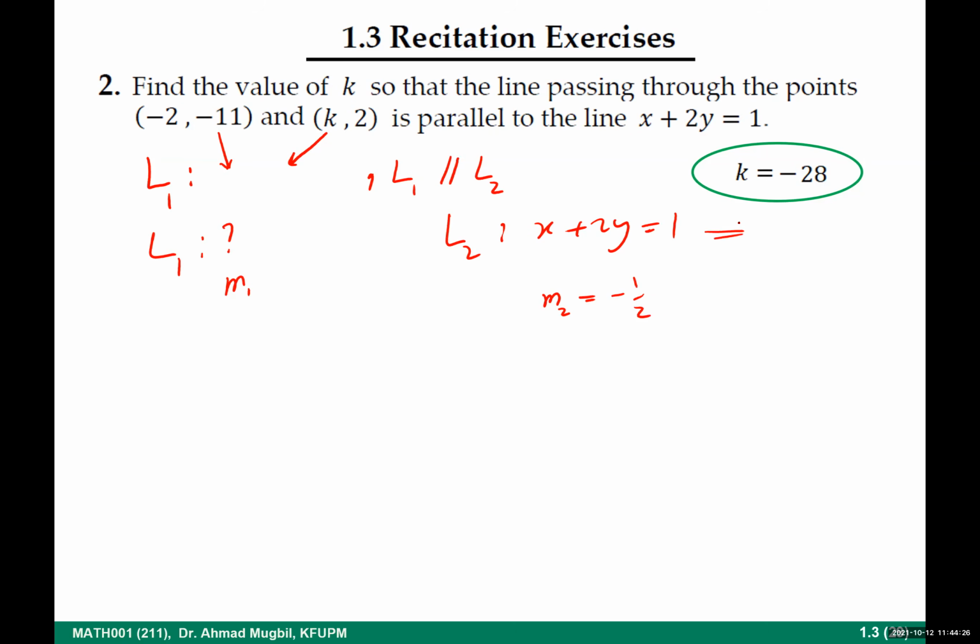Solve it for y. If you are not sure, you can solve it for y. It will be negative x plus 1, then divide by 2. It is negative 1, so this is negative a half. So the slope of this line should be equal to negative a half. Now you have 2 points on this line. So what can you do? You can find the slope from what? Yes.